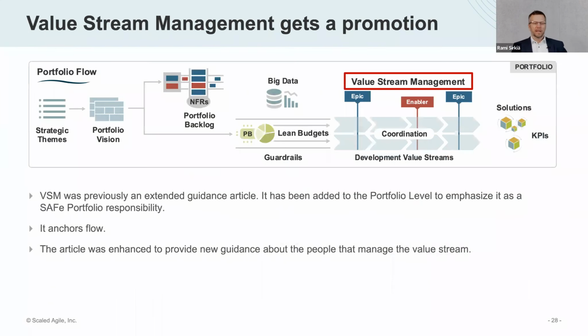Now, the value stream management has been there for a while, but again, it has been a separate article, and now it's been elevated to the portfolio level as a specific topic and related guidance. It basically helps you to understand how you can apply those 5 lean principles. So how do you establish and how do you manage that?